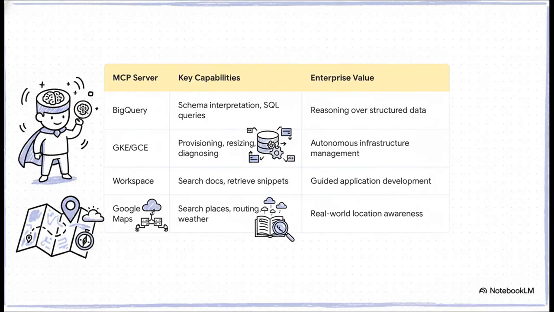And with MCP, you're basically giving your agent superpowers. Seriously. It can start running complex SQL queries in BigQuery, it can manage your cloud infrastructure on GKE, it can dig through developer docs, it can even check Google Maps for the best route. And the best part? It's all done through these standardized tools.